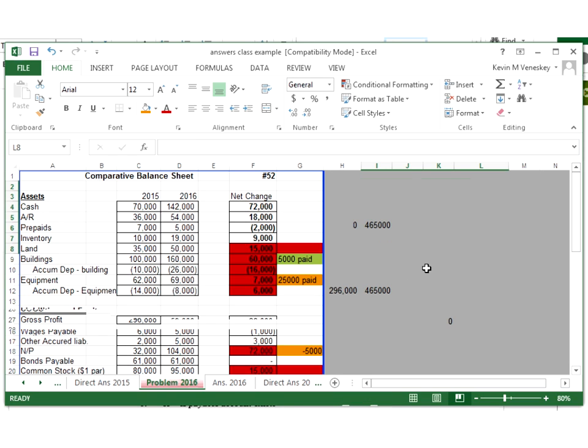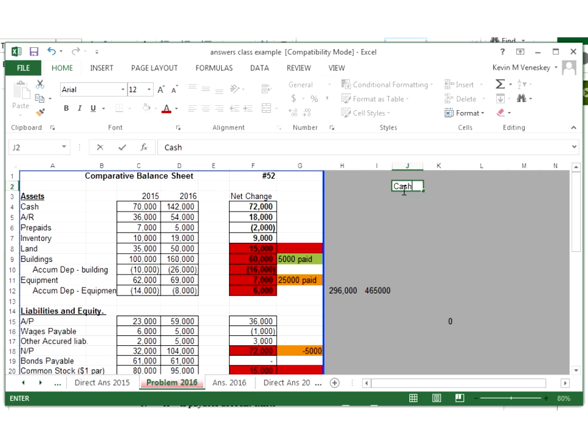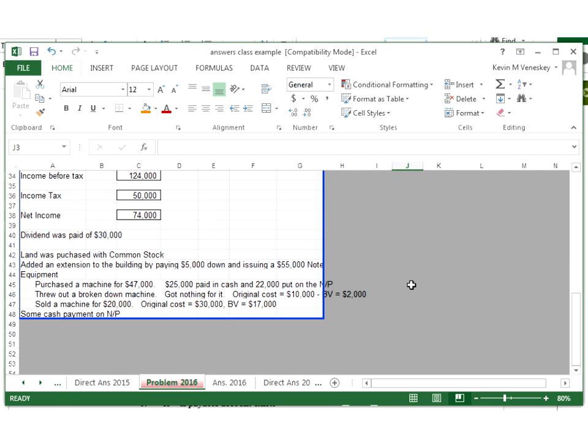Okay, let's get rid of those and let's look at this last item. Sold a machine for 20,000. Original cost was 30, book value of 17. Okay, so I got cash. It told me I got cash of 20,000.